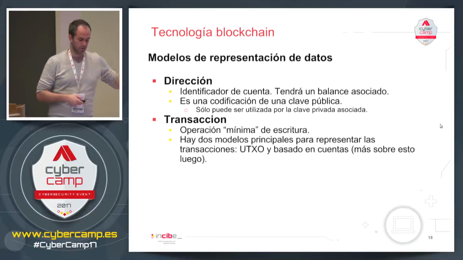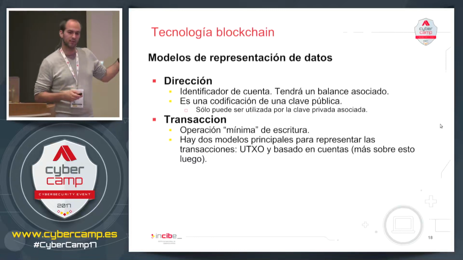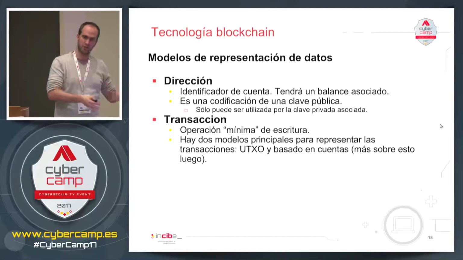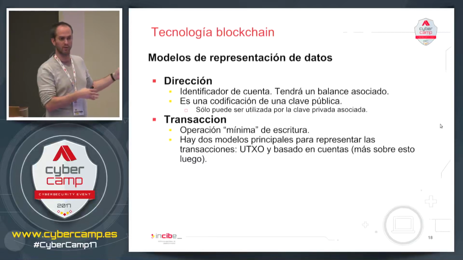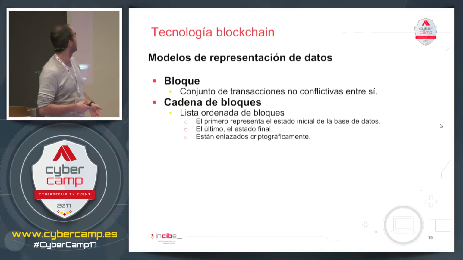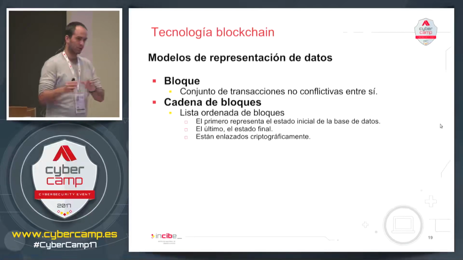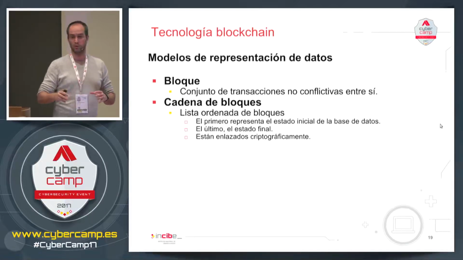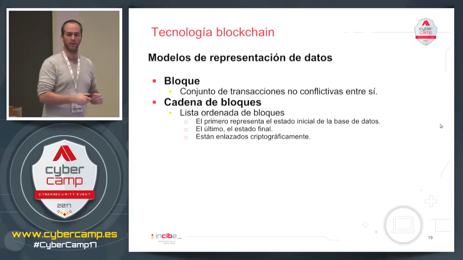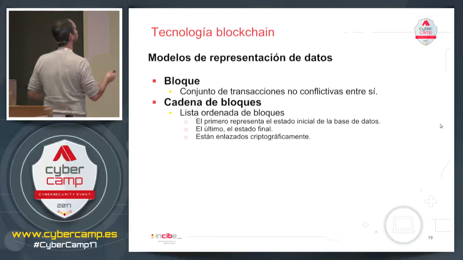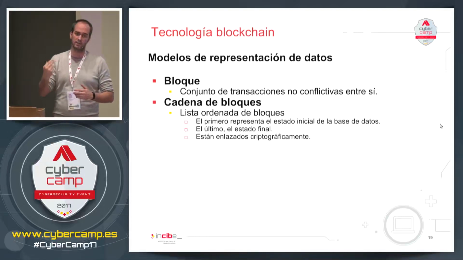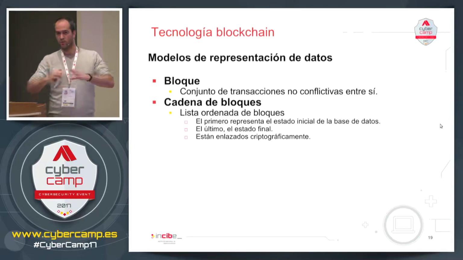There are two basic models, UTXO and the account-based model. The account-based model is more traditional. UTXO is used by Bitcoin. But a transaction is a written operation on the database, so it has been authenticated with the private keys. Then we have blocks, sets of transactions that are not conflictive between them.